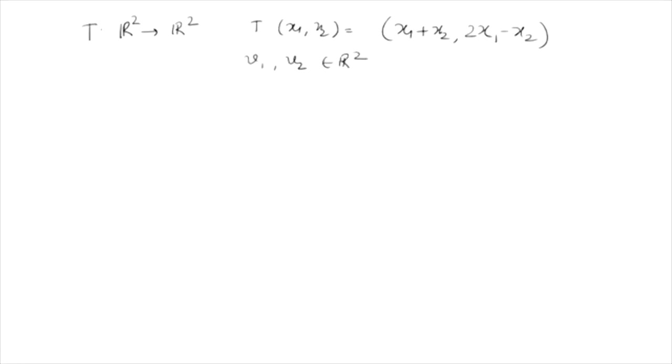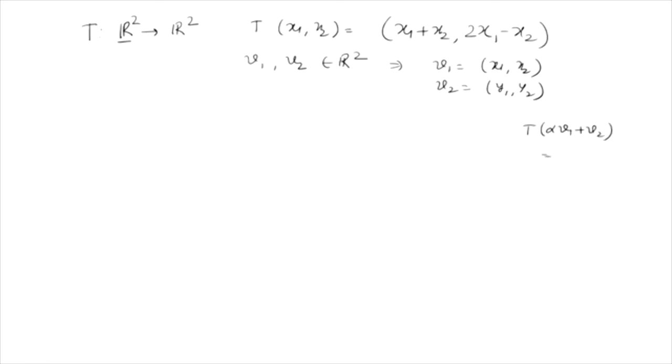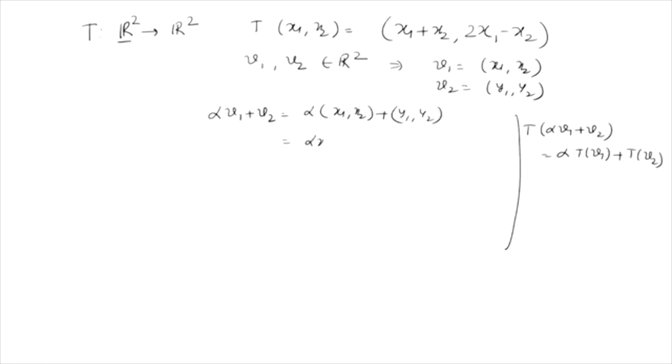Let us consider v1, v2 as two elements of this vector space R2. So v1 is, say, x1, x2 and v2 is y1, y2. Now, if it is a linear map, we have to show that T of alpha v1 plus v2 is equal to alpha times T v1 plus T v2. How can we proceed? Let us first find alpha v1 plus v2. It is alpha times x1, x2 plus y1, y2, so it is alpha x1 plus y1 and alpha x2 plus y2.